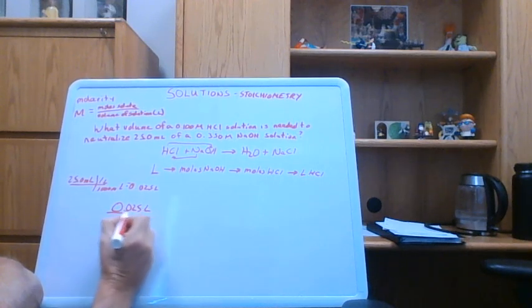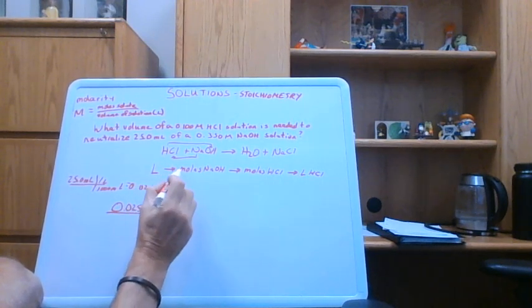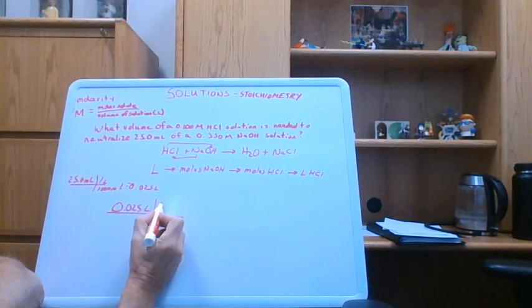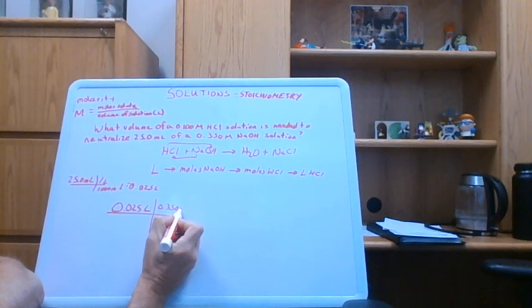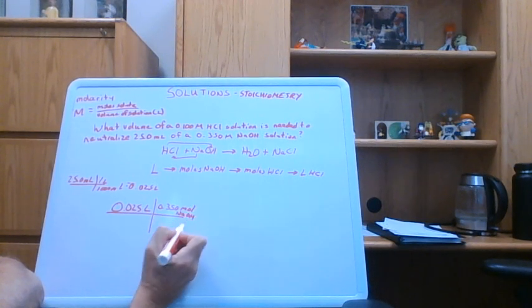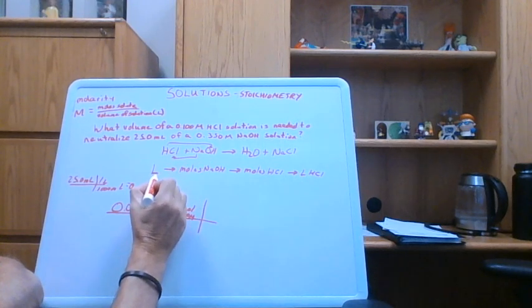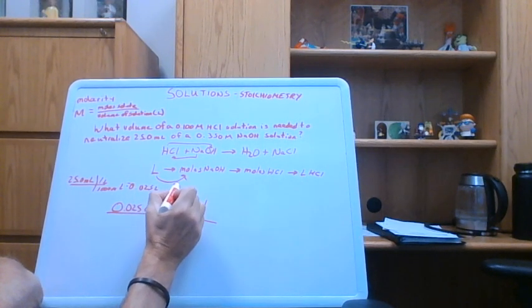0.025 liters. And the concentration of this solution, this 25 milliliters, we have 0.350 moles of NaOH per every 1 liter of solution. Right, so that's our conversion factor. Going from liters to moles is our molarity.